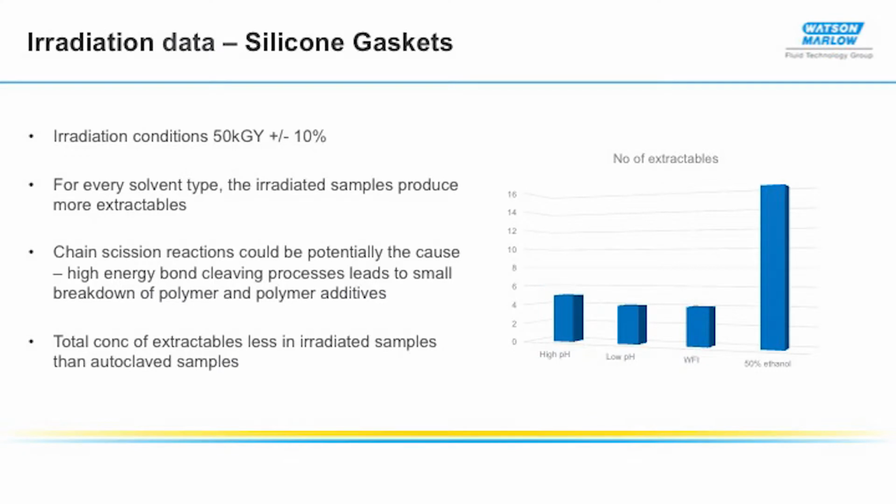When we compare that data to silicone gaskets which had been irradiated at 50 kilogray plus or minus 10%, we find that for every single solvent type, the irradiated samples produced more individual extractables. However, when you interrogated the autoclave sample data, the total amount of extractables was greater in the autoclave data than it was in the irradiated samples data.